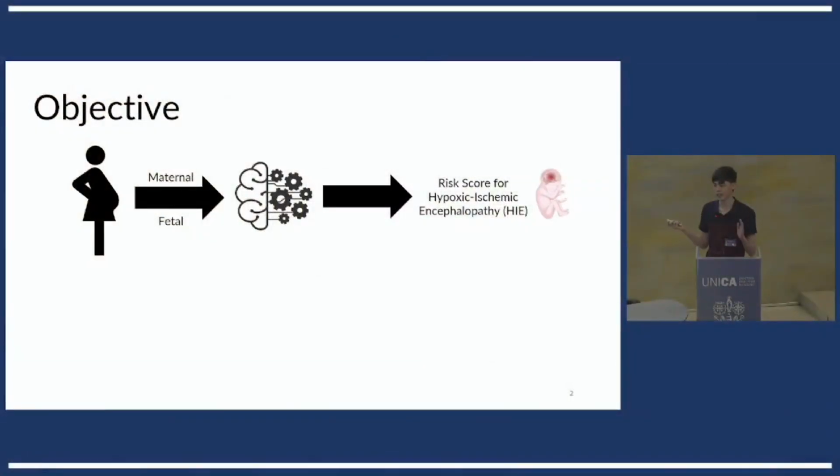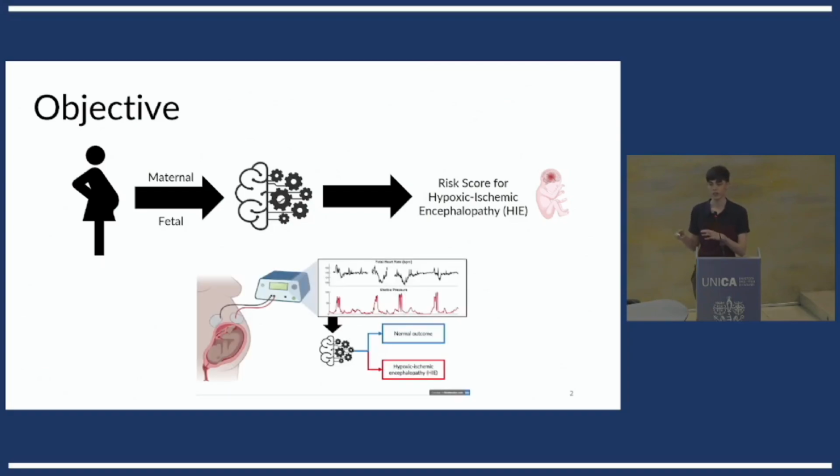So, the broad objective is looking at this maternal and fetal clinical data that we all have readily available in this data set, applying machine learning models to get a risk score of HIE. And this is solely looking at the clinical data, and the later talks that you'll see in this session are focusing on the CTG analysis, which is the common focus.